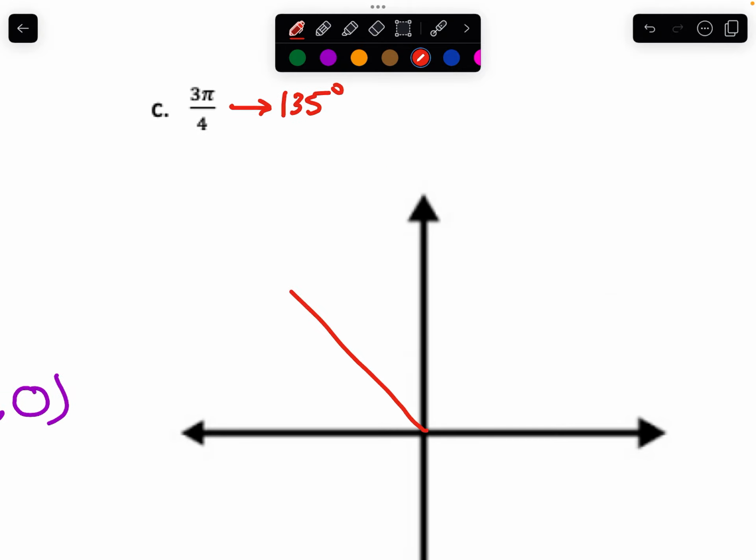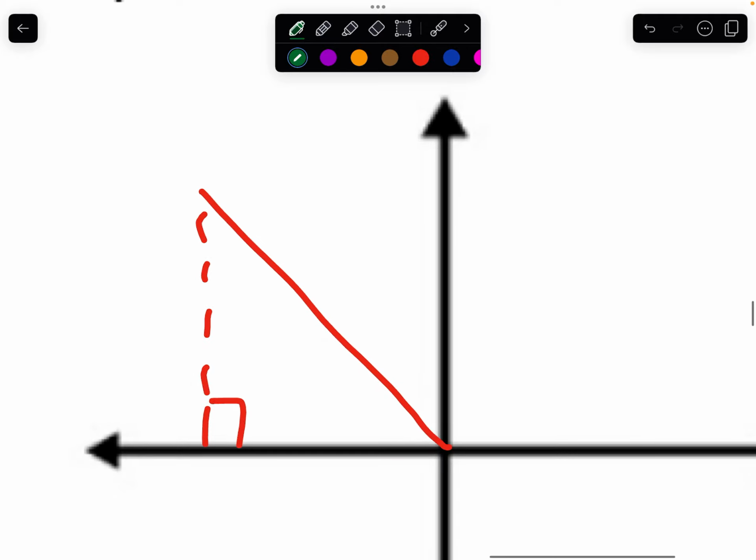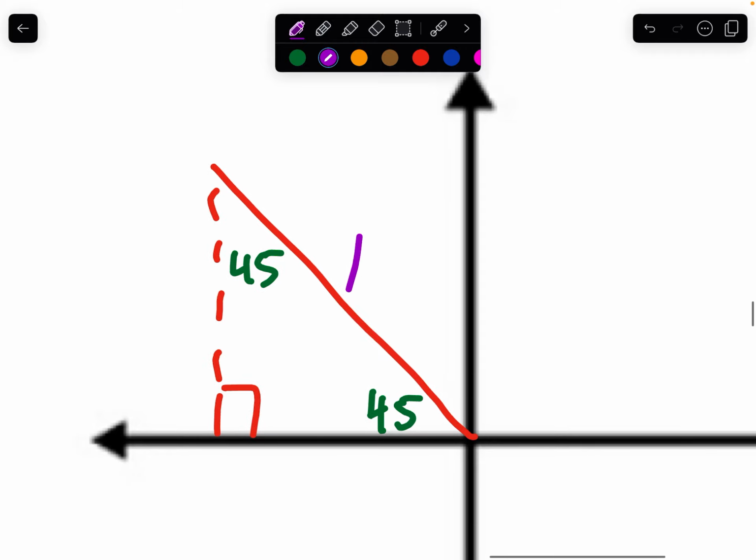The terminal side there would fall back in quadrant 2, and I draw in my reference triangle here, and 135 degrees would be 45 degrees short of 180. So we've got a 45, 45, 90 here. Hypotenuse is always 1. We do that to simplify our calculations. Across from the 45 degree angle here, we both have radical 2 over 2.